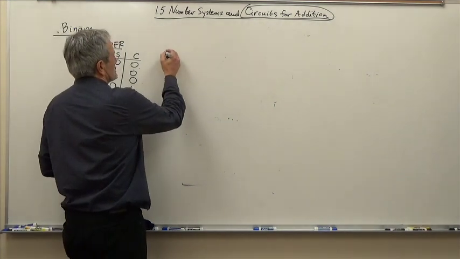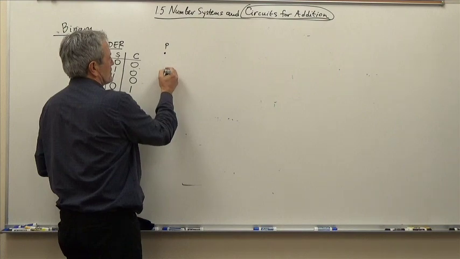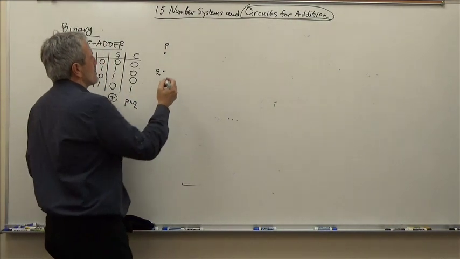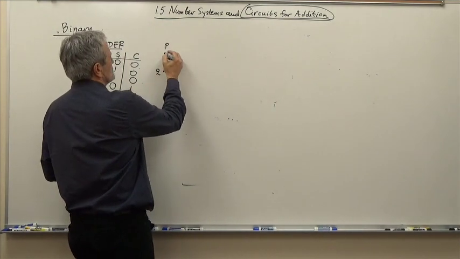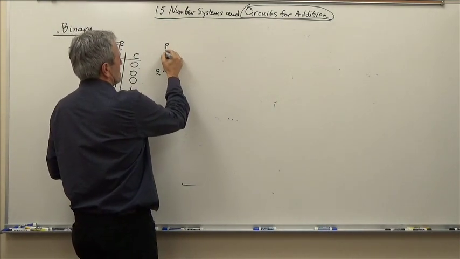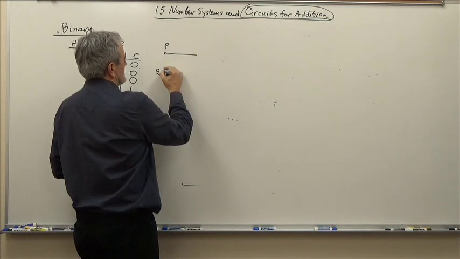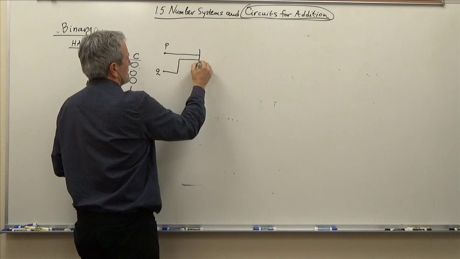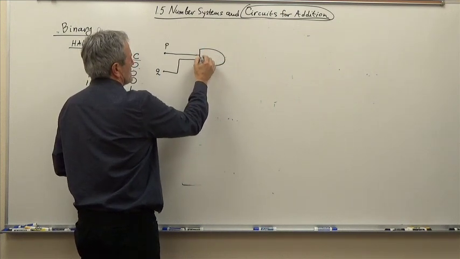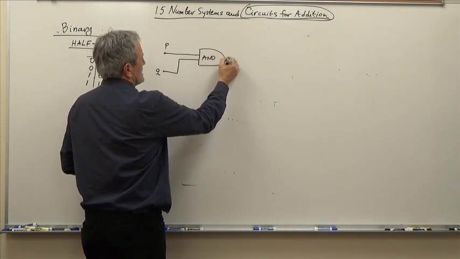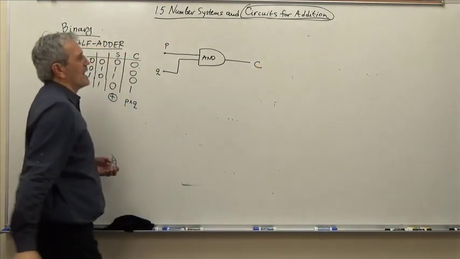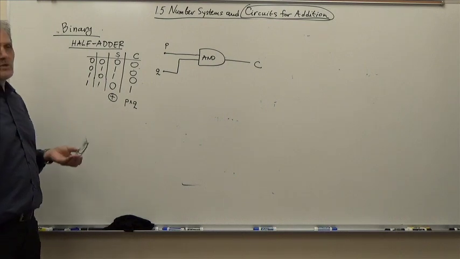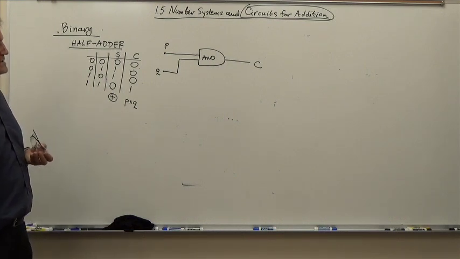So what you do is here, when you get P and Q, here are your inputs. They could be zero or one. Then what do you do? First you do the carry. So you take P, you get Q, and then you just have an AND gate, and that's your carry. So that's one output. And then the other output will do what? We need to put exclusive OR.